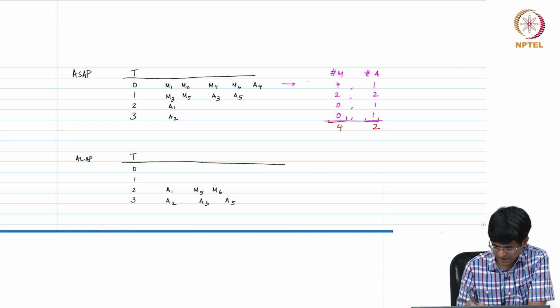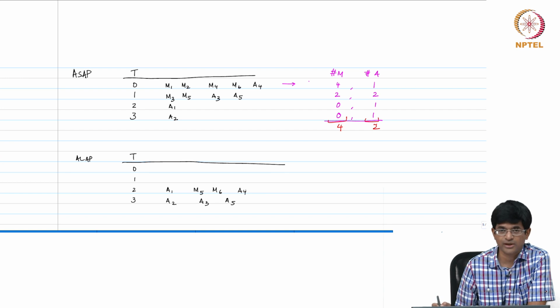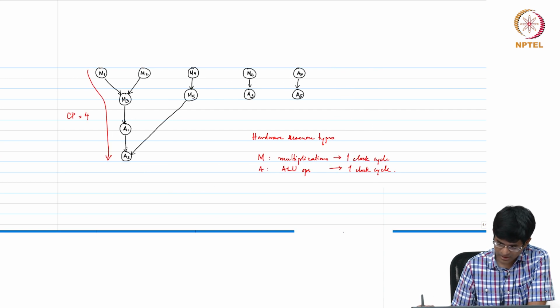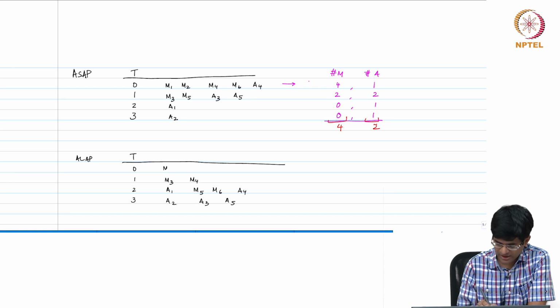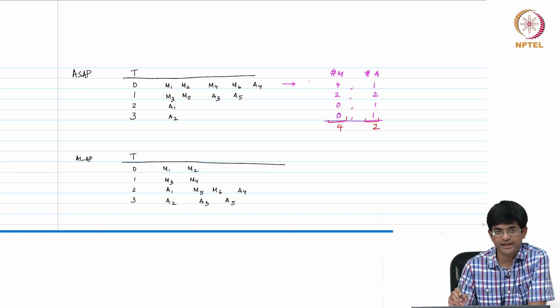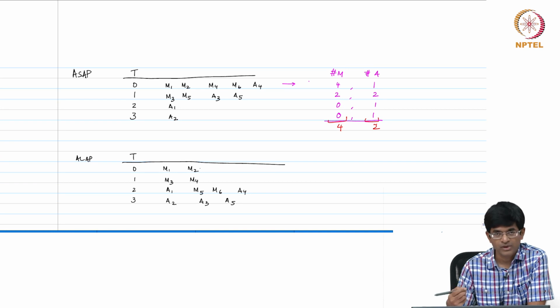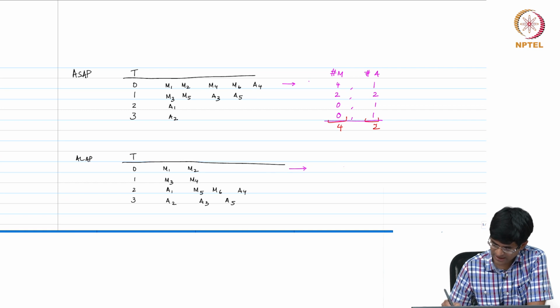A1, M5, M6 and A4 can execute in cycle number 2. If I go one step further, what I find is M3 and M4 can be in cycle number 1, and M1 and M2 we don't have a choice. They are on the critical path, they have to execute in cycle number 0. If I go back and do exactly the same listing that I have over here, I have 2 multiplies, 0 adds, again 2 multiplies, 0 adds, once again 2 multiplies and this time 2 adds, 0 multiplies and 3 adds.